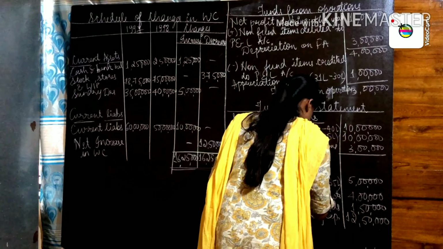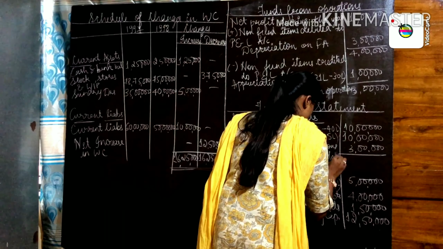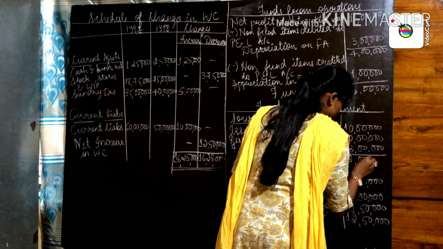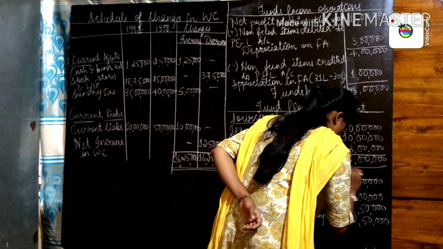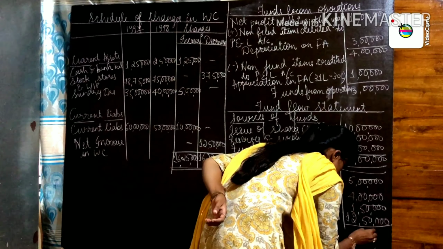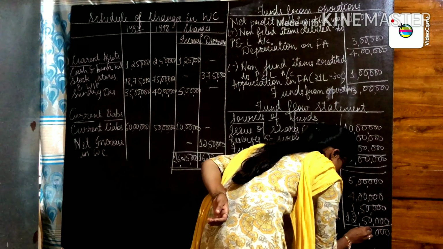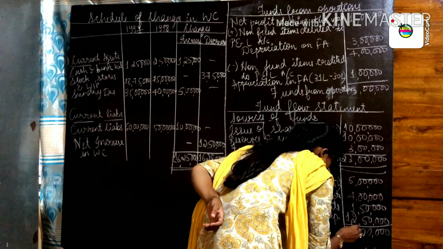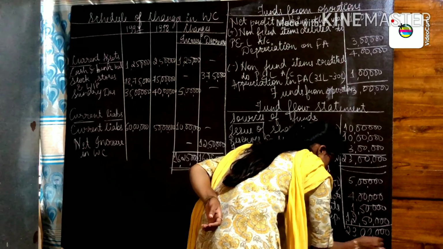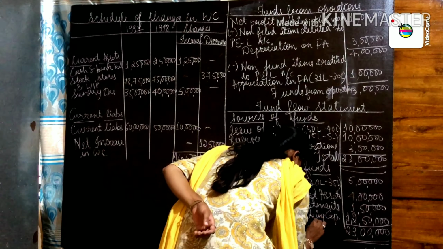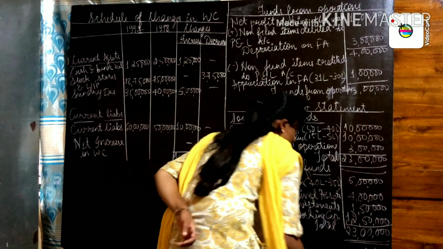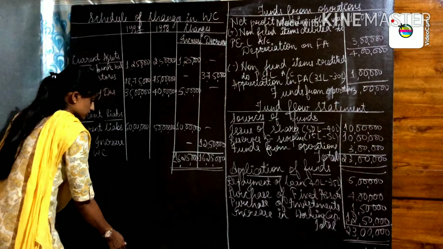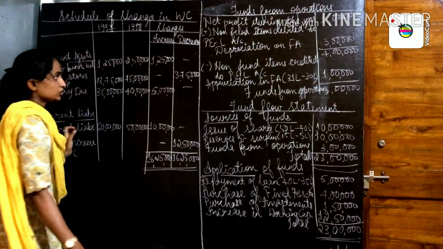So the total sources are, this should tally, students. If this tallies, your fund flow concept is correct. 23 lakh, sources are 23 lakh. Okay, applications. Applications are 10, 13 lakh. Okay, the total applications are also 23 lakh rupees. So this is the entire solution that I can show you all.